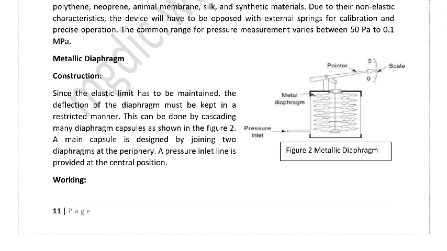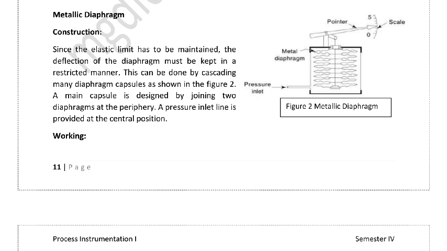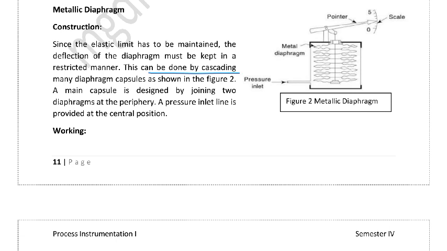Since the elastic limit has to be maintained, the deflection of the diaphragm must be kept restricted. This can be done by cascading many diaphragm capsules, as shown in the figure. Many capsules are cascaded here to form a metallic diaphragm, so that it can take higher values of pressure, because we have previously seen that a single diaphragm can handle only very small pressures.